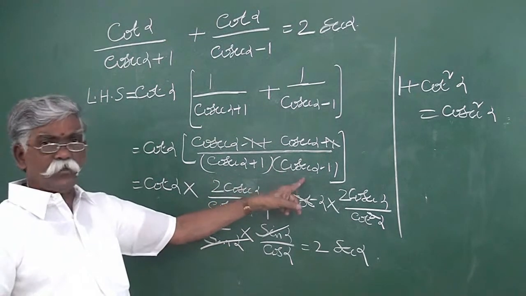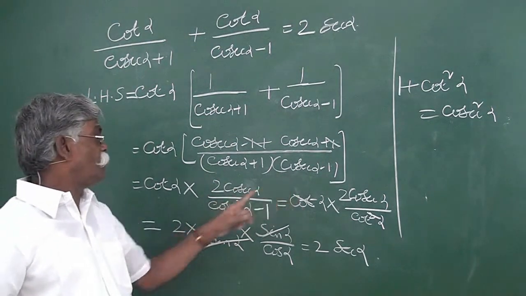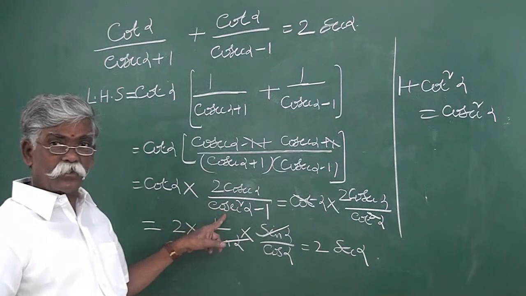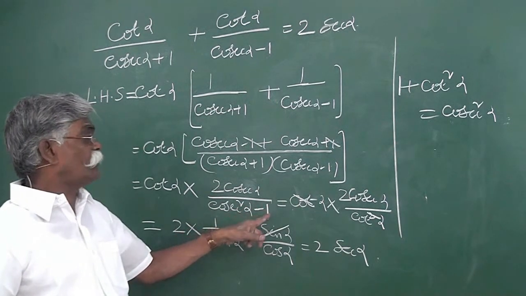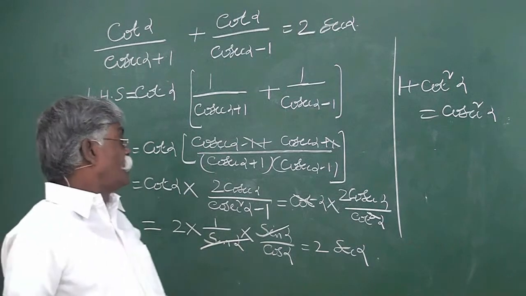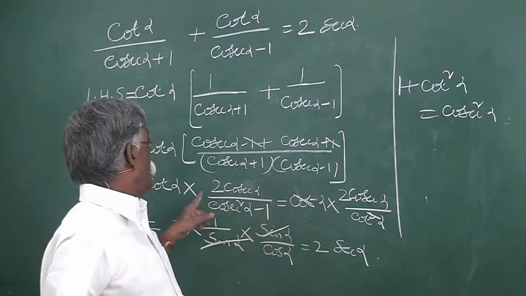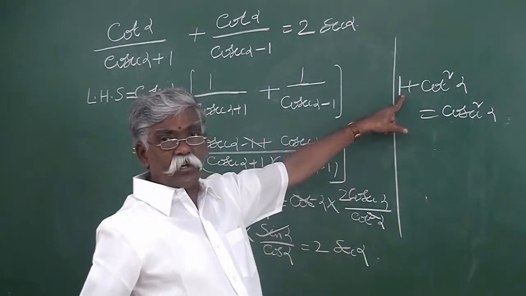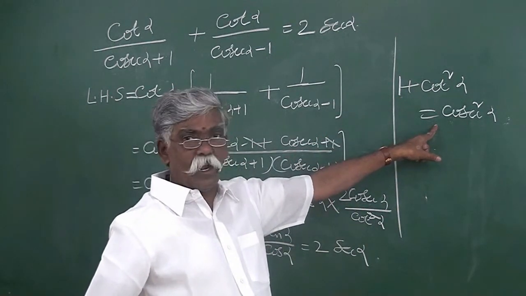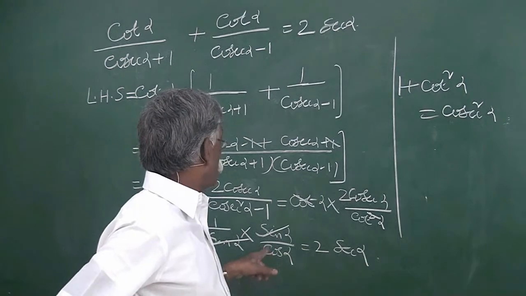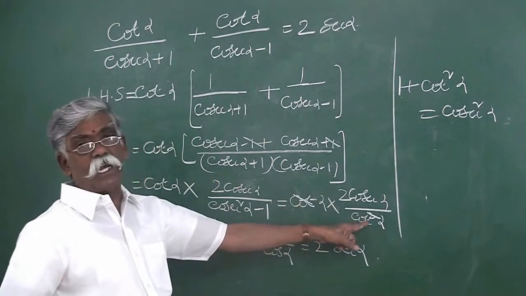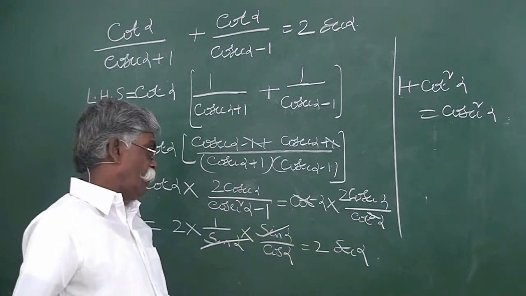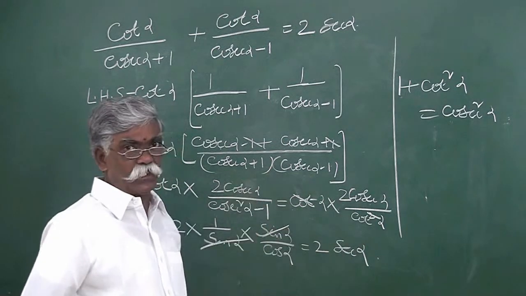This is a plus b into a minus b, which becomes a square, meaning cosecant square alpha minus b square, which is 1. Now this is equal to cot alpha into the numerator 2 cosecant alpha. Since 1 plus cot square alpha is cosecant square alpha, this cosecant square alpha minus 1 can be written as cot square alpha. Now cot alpha and square get cancelled.